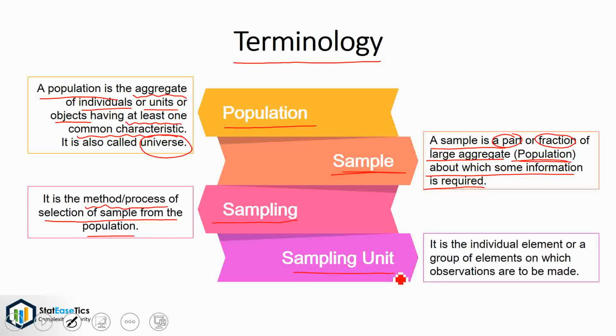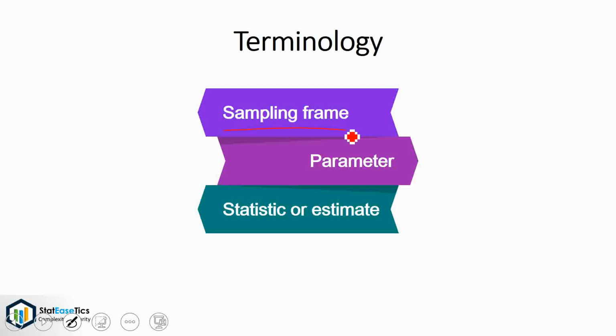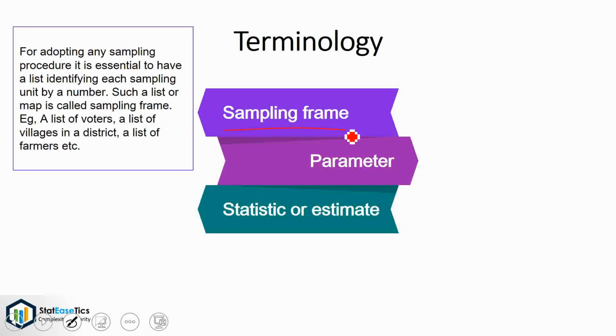Sampling unit. It is the individual element or a group of elements on which observations are to be made. Sampling frame. For adopting any sampling procedure, it is essential to have a list identifying each sampling unit by a number. Such a list or map is called sampling frame. For example, a list of voters, a list of villages in a district, a list of farmers, etc.